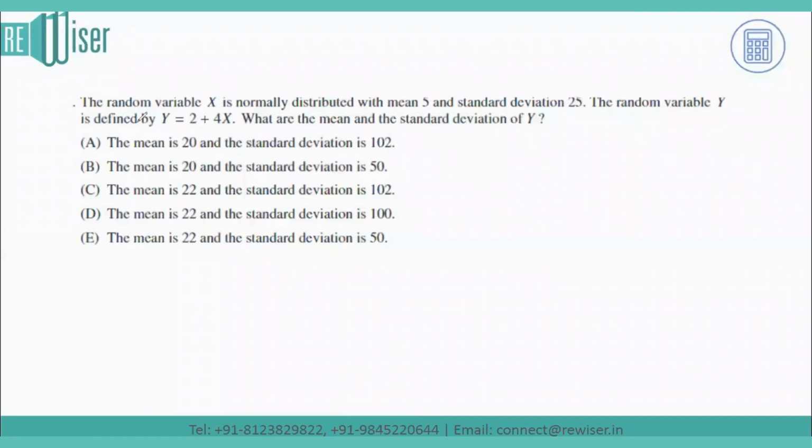Hello students. The question says a random variable x is normally distributed with mean value 5 and standard deviation 25. The random variable y is defined as y equals 2 plus 4x. What's the mean and standard deviation for y?